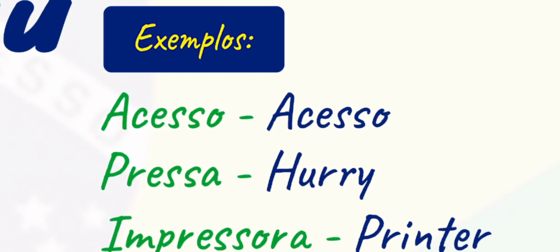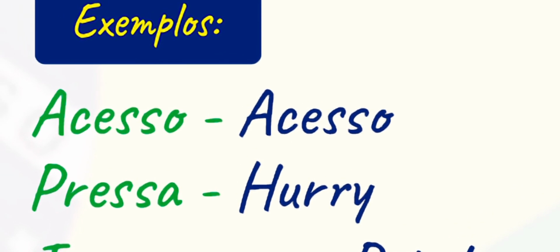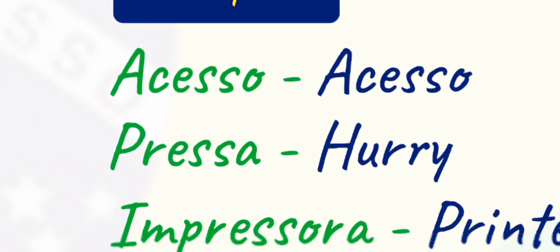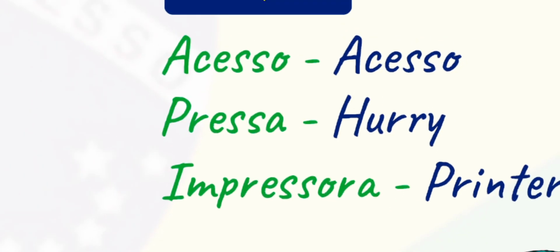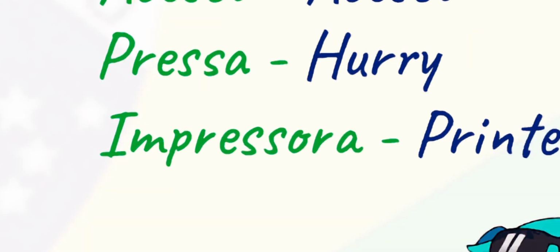Here should be access. So ignore this O. Acesso, access. We have pressa, that's hurry. So PR, pressa, no presa, pressa. Actually, if you don't have this SS, it will form another word. If it's just one S, presa, presa is the word fang in English. Presa, fang.